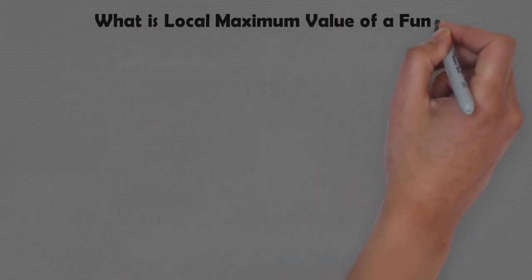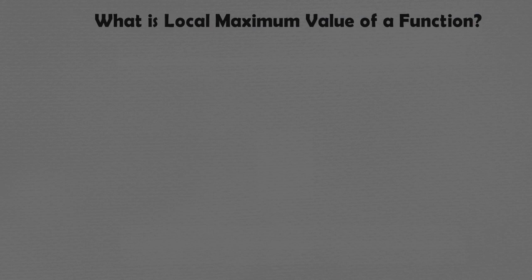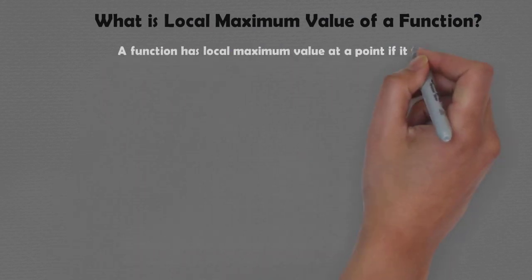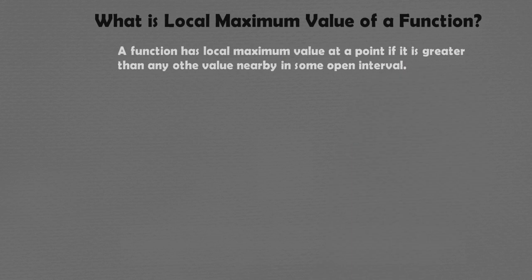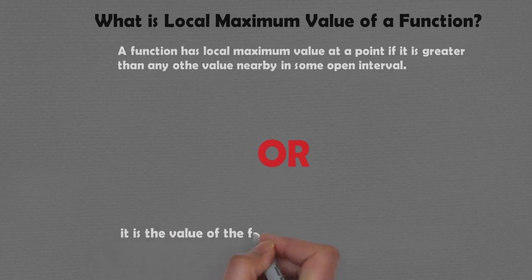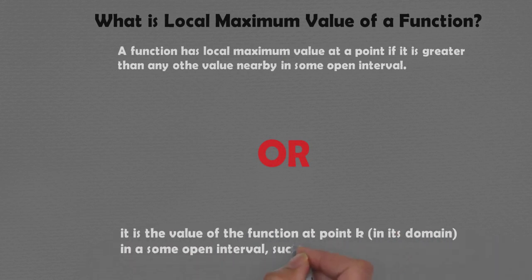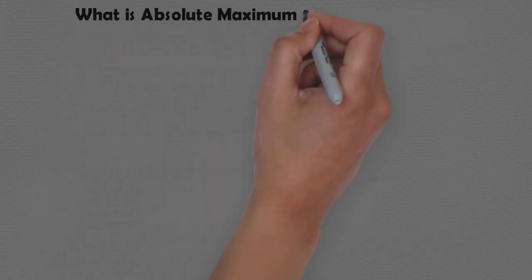Now coming to the definition of local maximum value. Local maximum value of the function is the value of a function greater than any other value nearby in some open interval. Similarly, a mathematical definition can be that it is the value of a function at a point k in some open interval such that f of k is greater than or equal to f of x. If this condition is satisfied, f of k is then the local maximum value of the function.